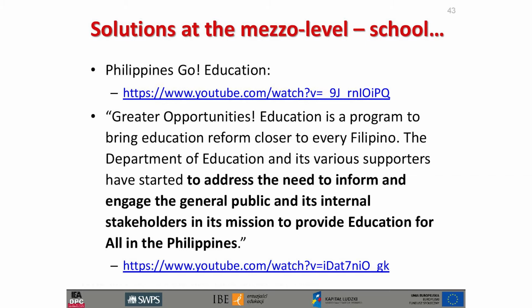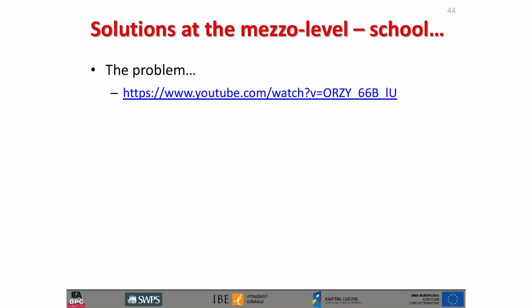And I found it really remarkable how they try to reach the wide mass of people, to encourage children also from very simple, non-educated family backgrounds to go to school. And just for fun and also for cultural competencies, I would like to show you this short advertisement from the Philippines.